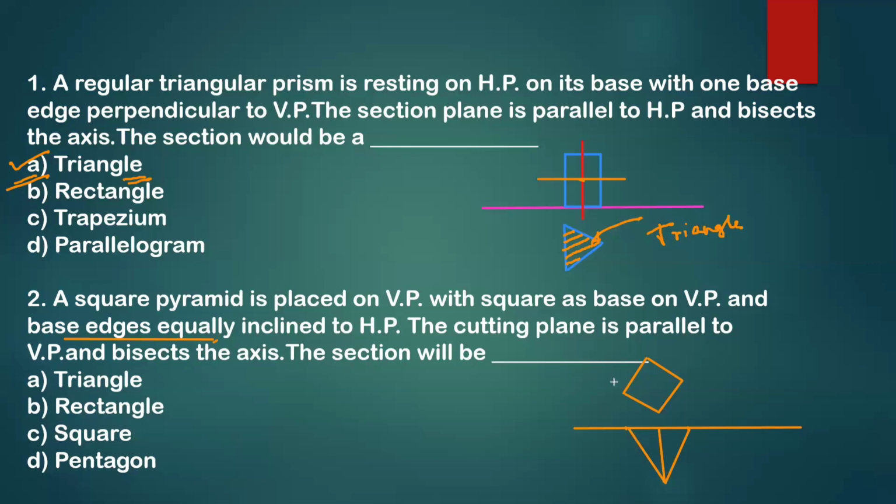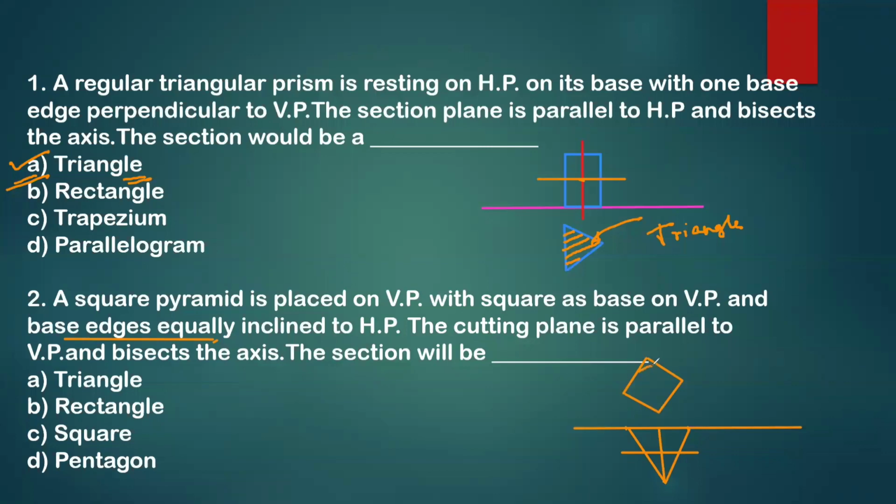Now this cutting plane is parallel to the VP. That means suppose this is the axis, and it is going to bisect like this. If it is going to cut it like this, then whatever section we get will appear in the front view. Whatever section portion is there, we'll get in the front view here.